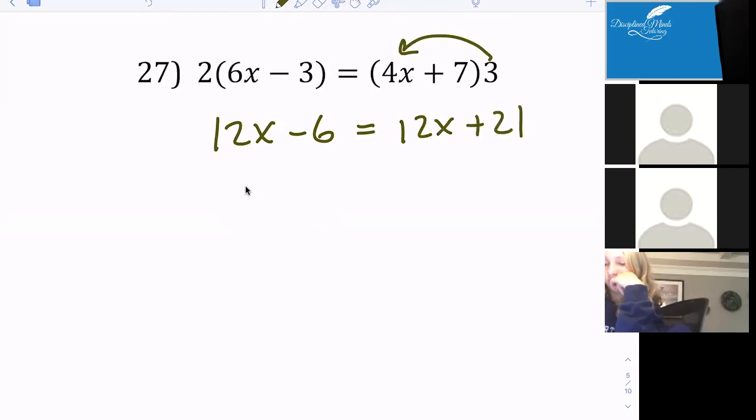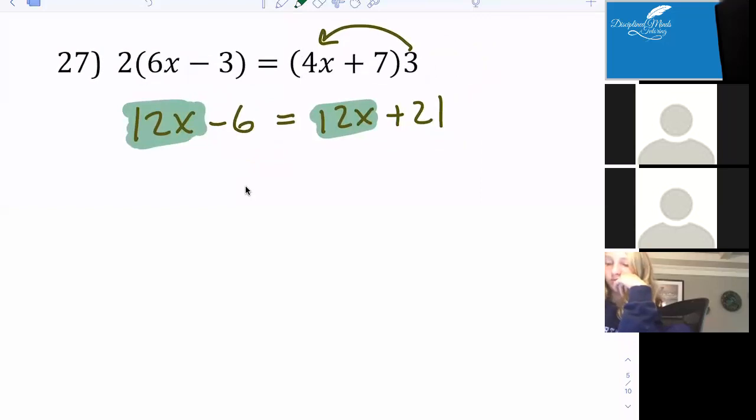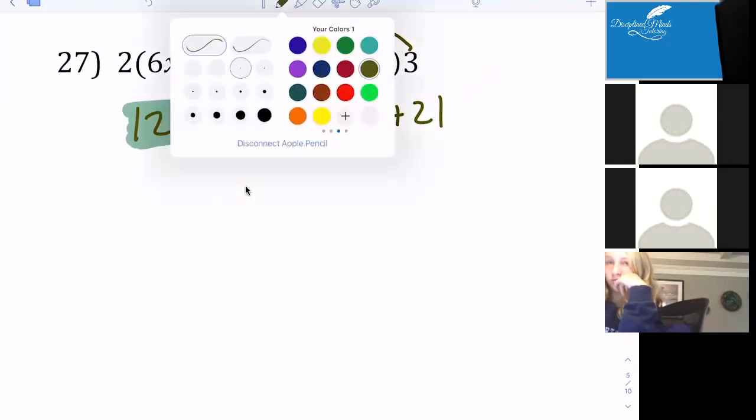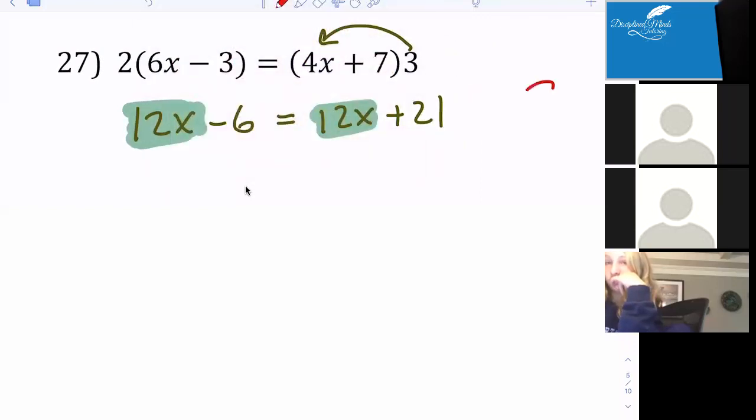Okay, so now I want you to think, okay? Is it possible for 12x minus 6 to be the same as 12x plus 21? How can a number be itself minus 6 and itself plus 21? It can't. So it's no solution, but I'm going to show you this again because I'm not convinced you understand it. All right, so this is definitely no solution.